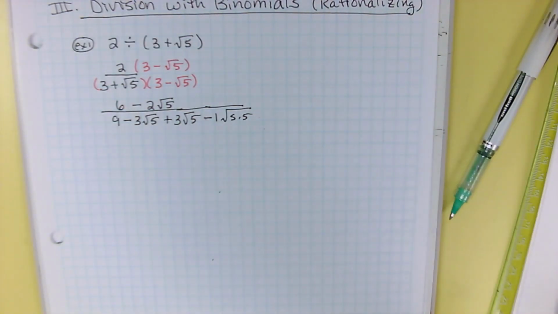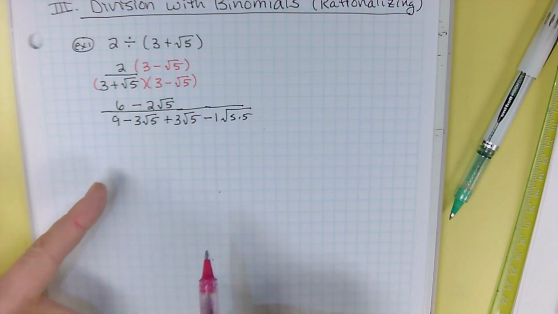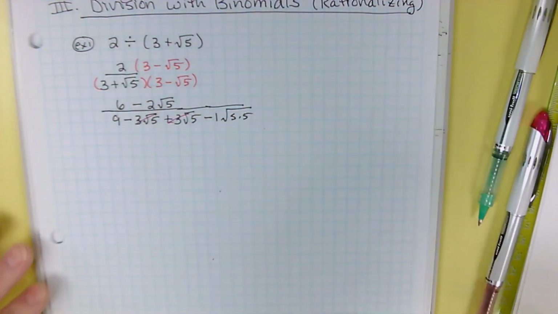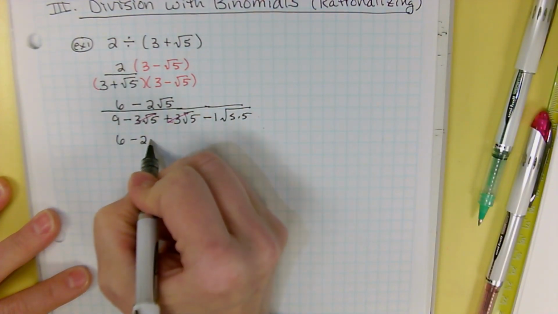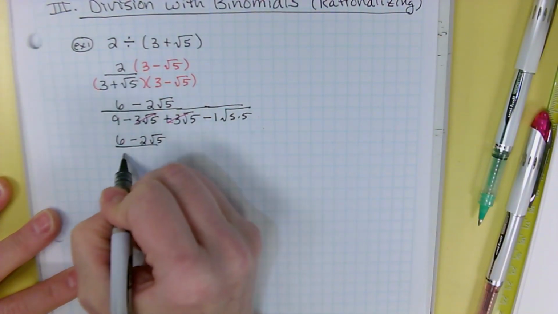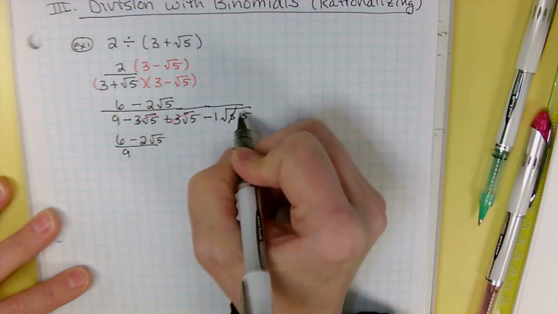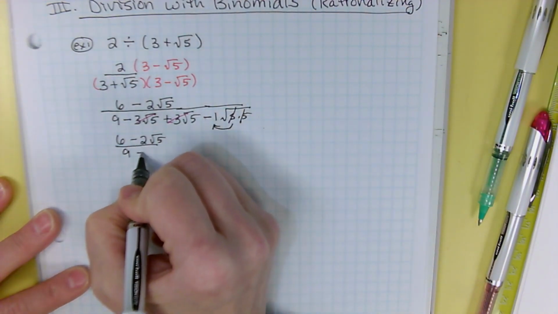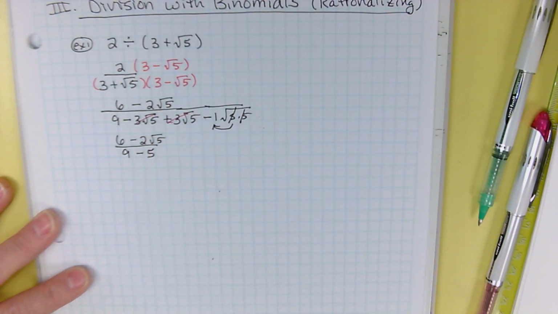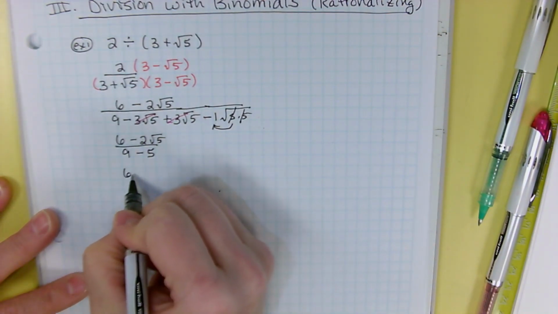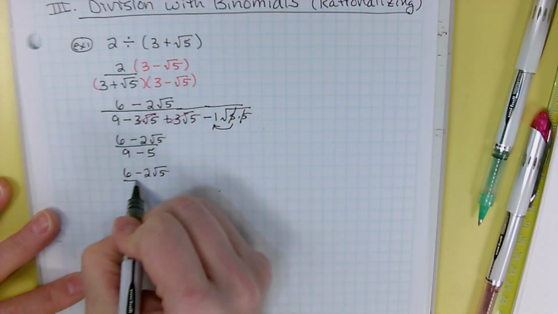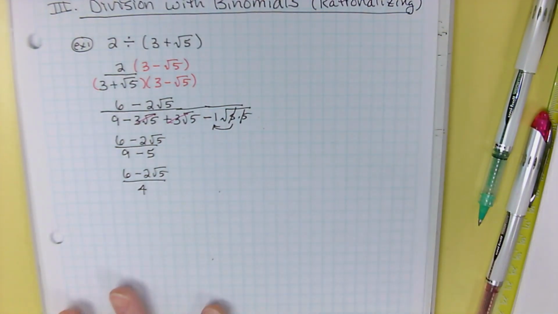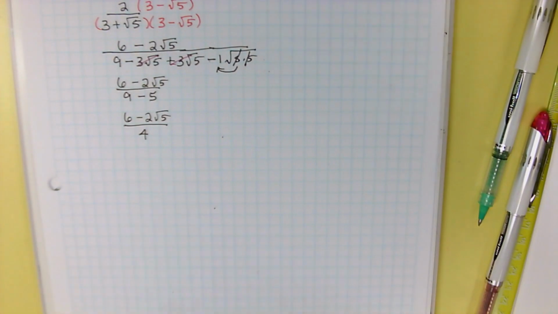All right, so what happens is the middle two terms, 3 radical 5 minus 3 radical 5, go to 0. So now I've got 6 minus 2 radical 5 over 9, and then from the 2 5s, 1 comes out, gets multiplied by the -1, and I have a -5. So that would be 6 minus 2 radical 5 over 4.